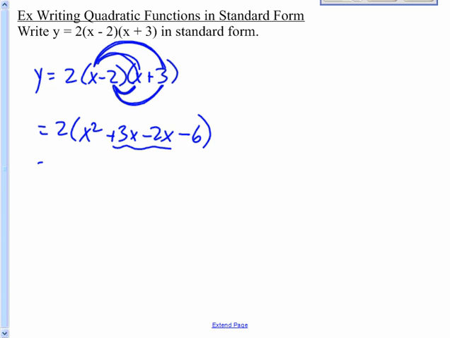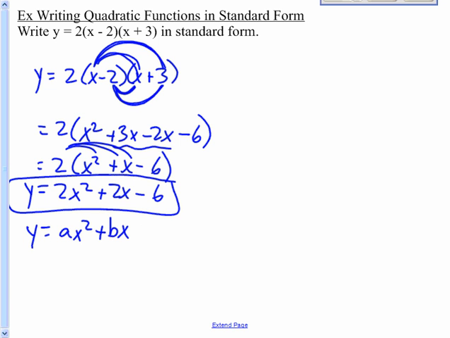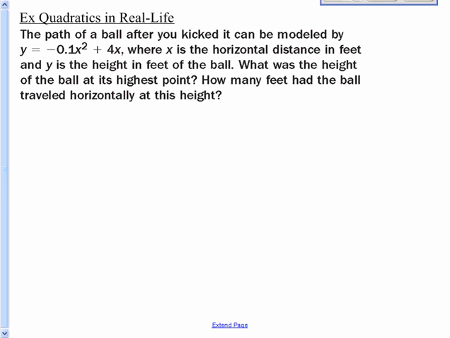Combine any like terms you've got, and distribute at the end. And you notice, oh yeah, that's in the old standard form, ax squared plus bx plus c, where a is 2, b is 2, and c is negative 6, okay? All right, let's do one last one.